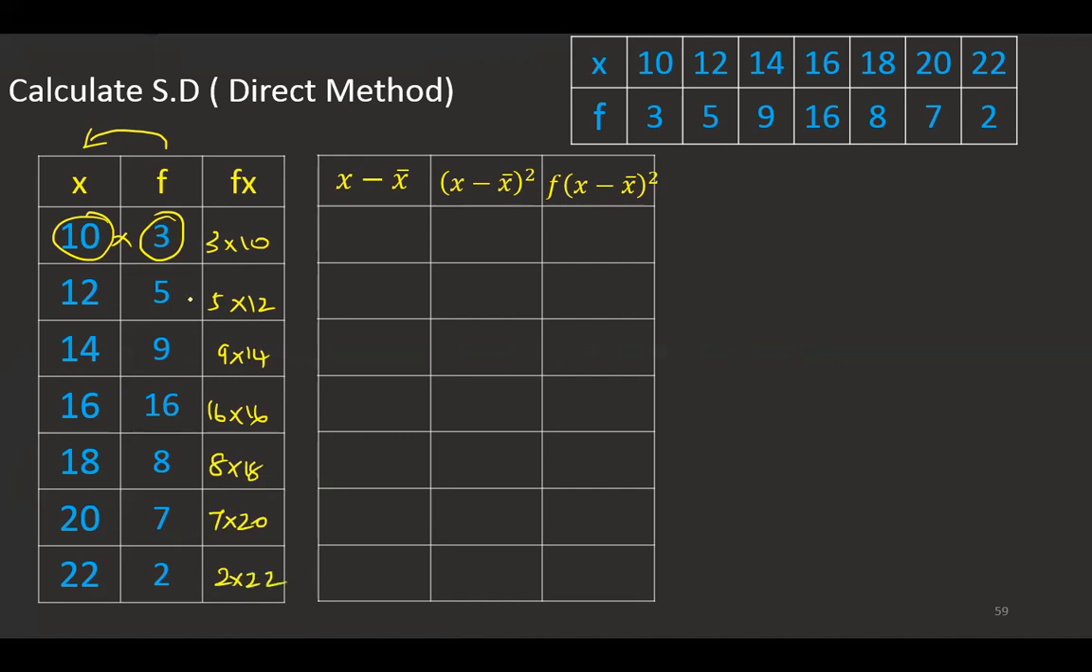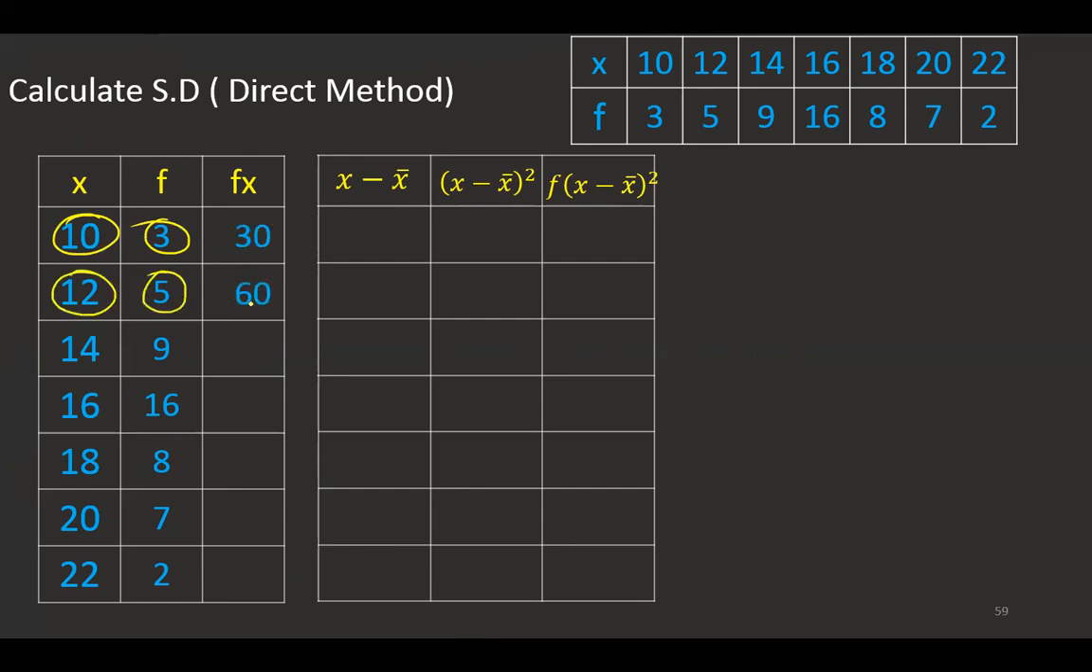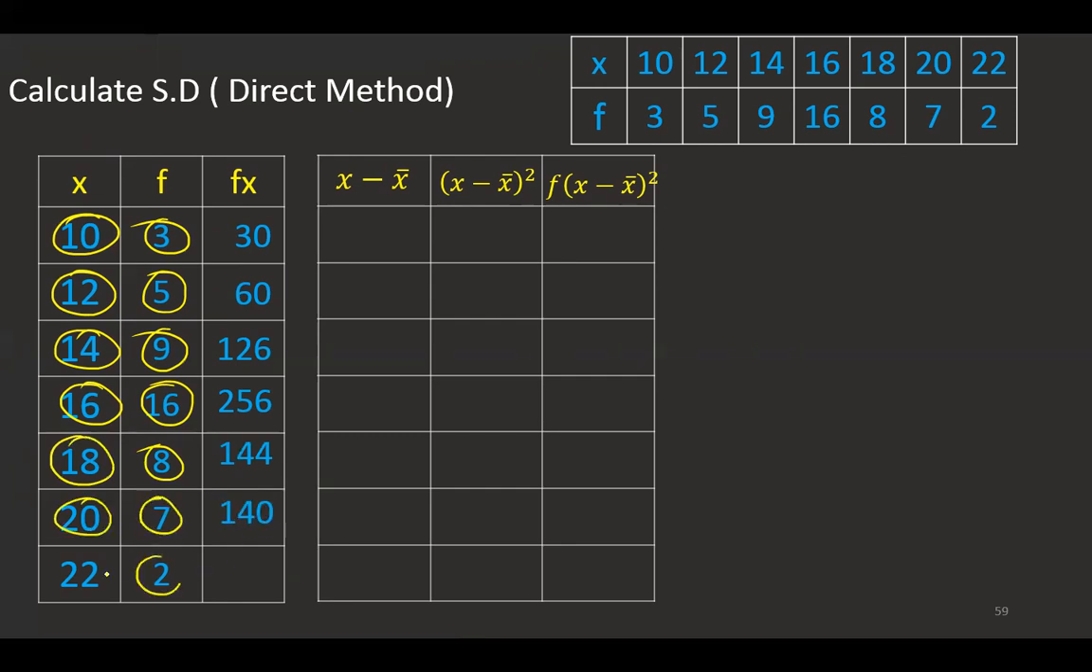That's what we have been doing. Now, I have to find out fx. So how to find out? That we are going to calculate. Now, 3 into 10, I am getting it as 30. 5 into 12, it is 60. Now 9 into 14, that is 126. 16 into 16, that is 256. 8 into 18 will give you 144. 7 into 20 now gives you 140. 2 into 22 gives you 44.